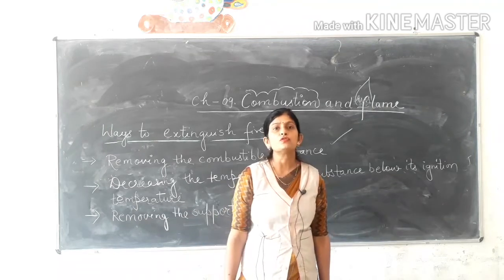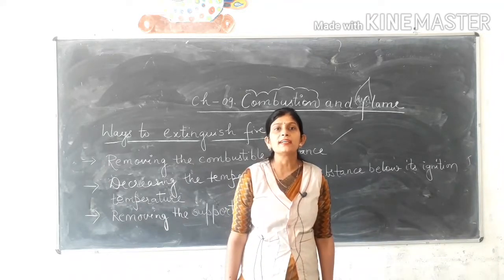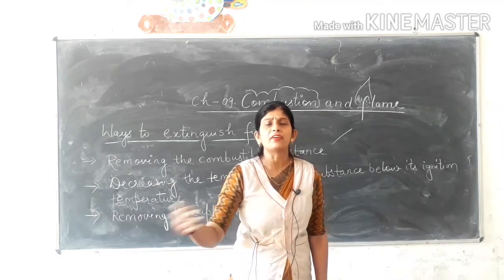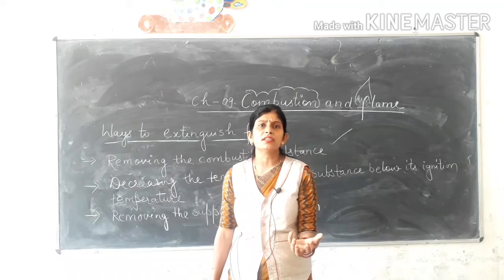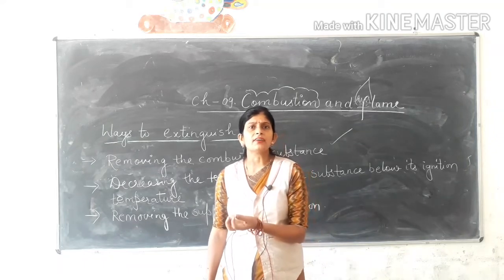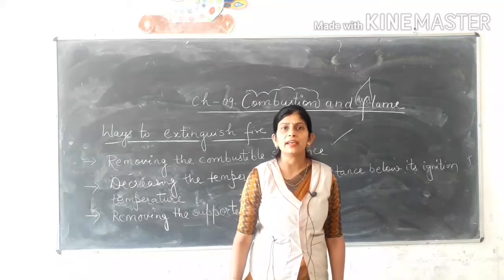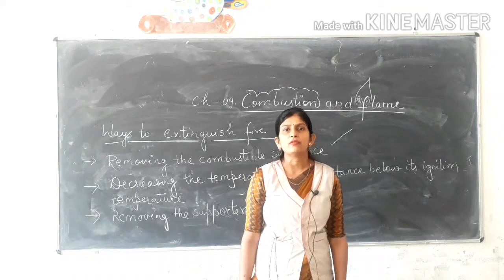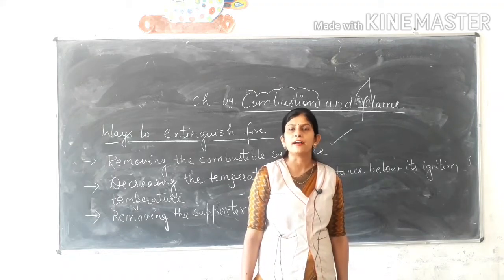We cannot use water in case of electrical fires. Why? Because water is a good conductor of electricity. If we spray or sprinkle water on electrical fires, then being a good conductor, it conducts electricity and can give us an electric shock. So it is very harmful or hazardous. That is why it is advised not to use water in case of electrical fires.